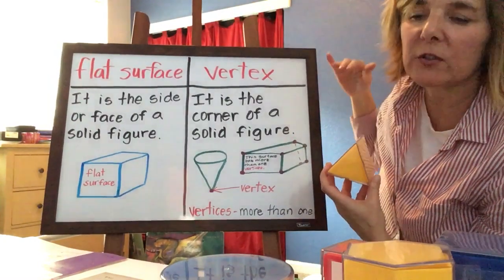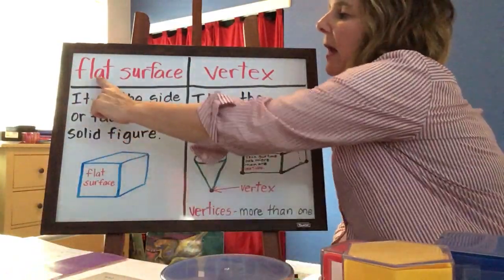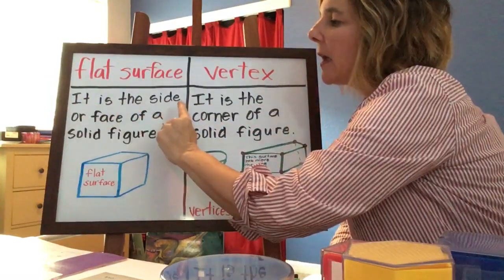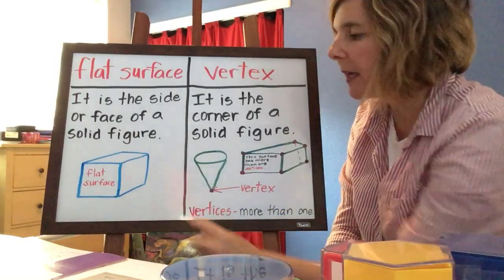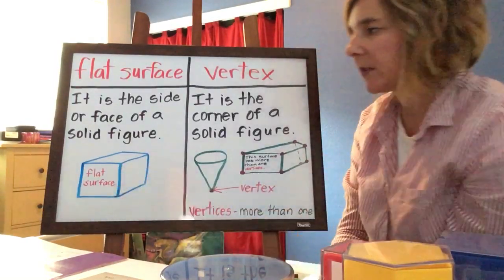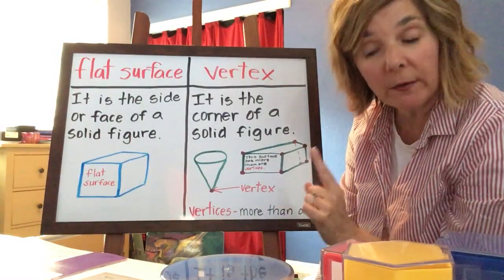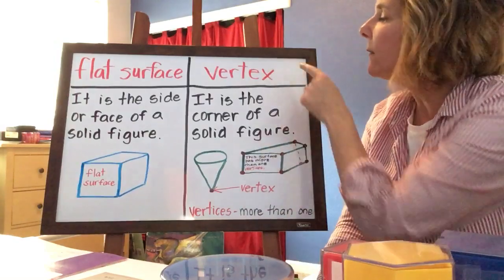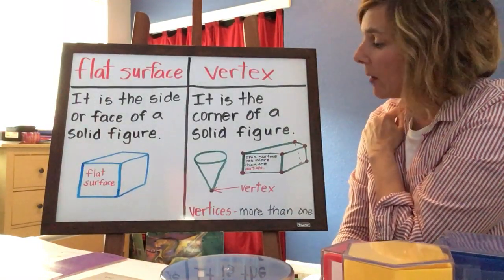Let's read the definitions of our words before we go back to our solid figures. Flat surface. A flat surface, it is the side or face of a solid figure. And I drew a cube and I identified one of the flat surfaces. Now a cube has more than one flat surface, and we'll practice counting them in a minute. And on this side I have the word vertex. It is the corner of a solid figure.